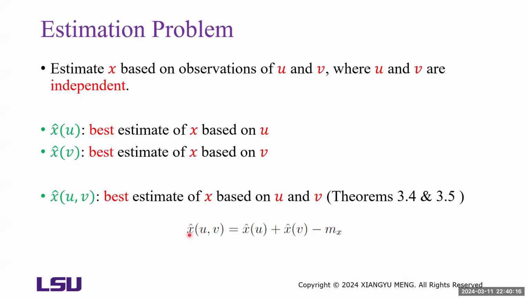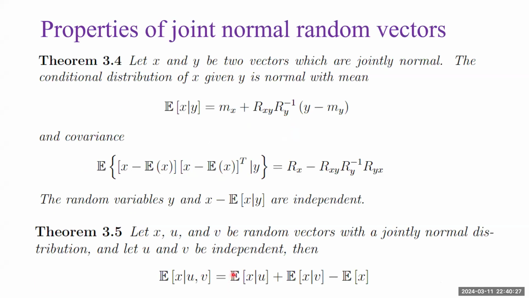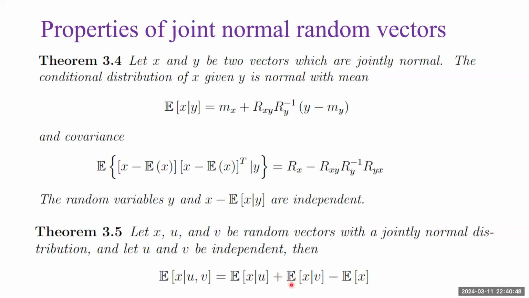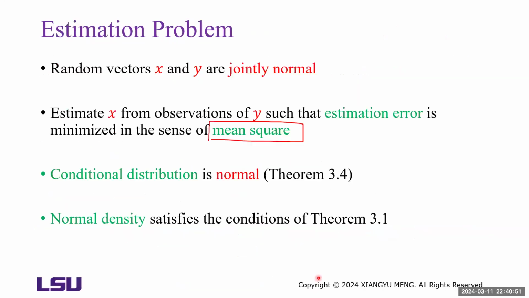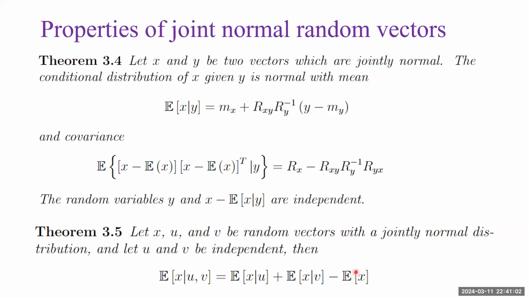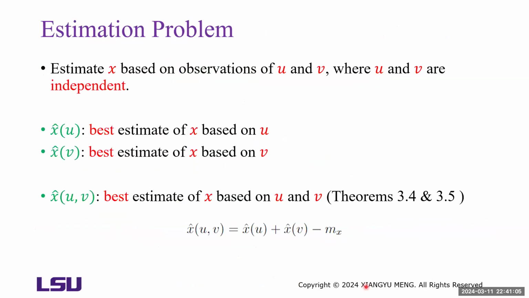the best estimate of x based on the observations u and v will be the conditional mean of x conditioned on u, which is the best estimate of x based on u, plus the conditional mean of x conditioned on v, which is the best estimate of x based on v, minus the expectation of x.